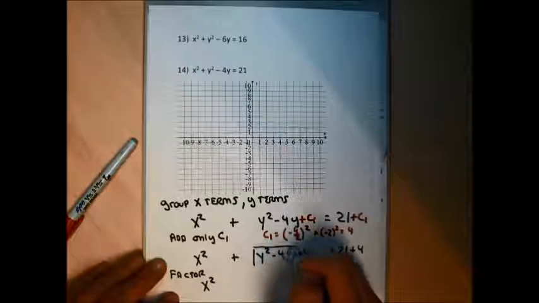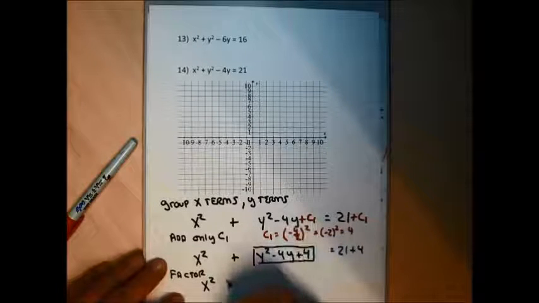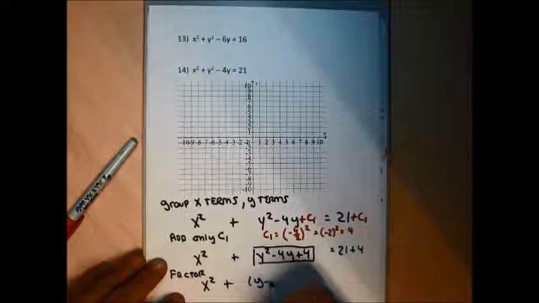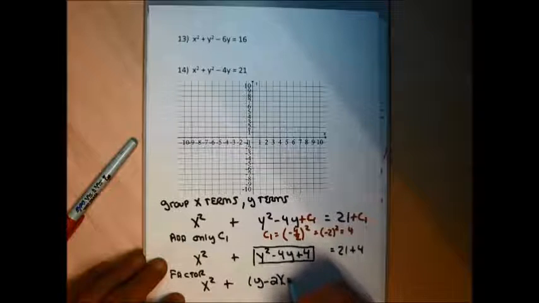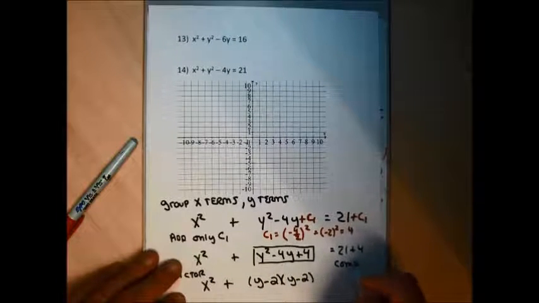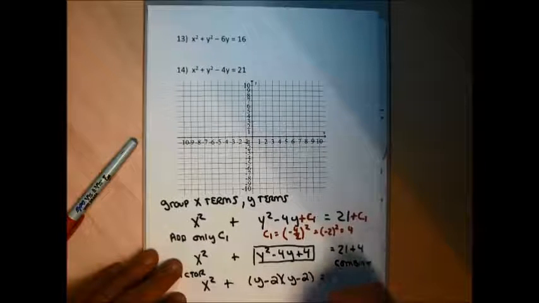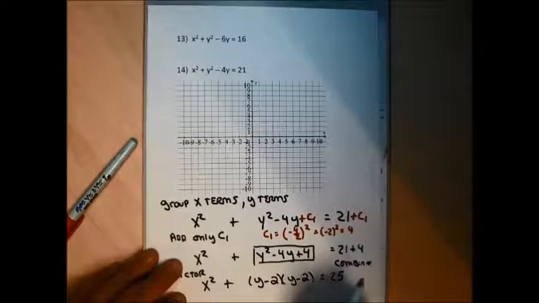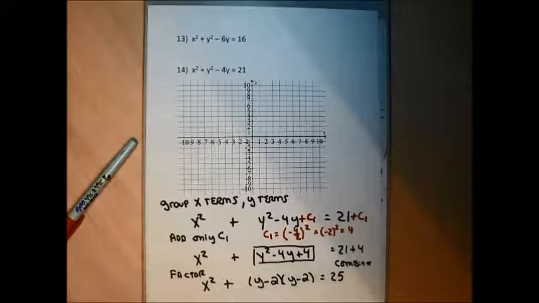I'm going to factor these. That factors into y minus 2 times y minus 2. And I'm going to combine these. And those combine to be 25. I almost have something that's written for my standard form.